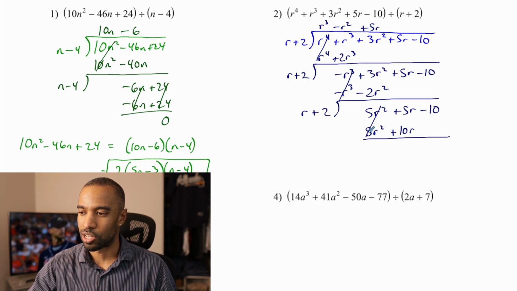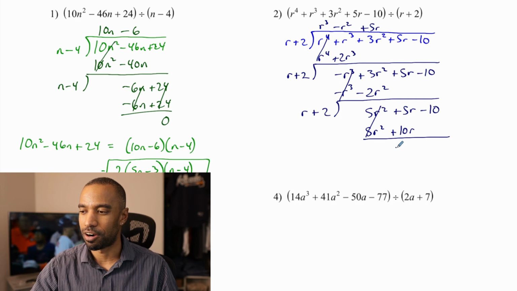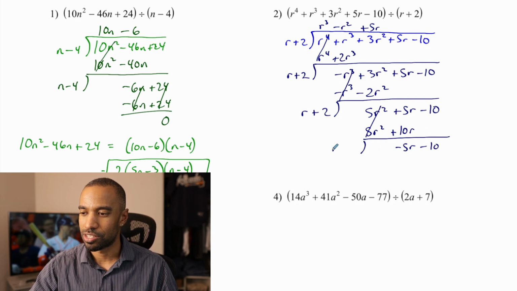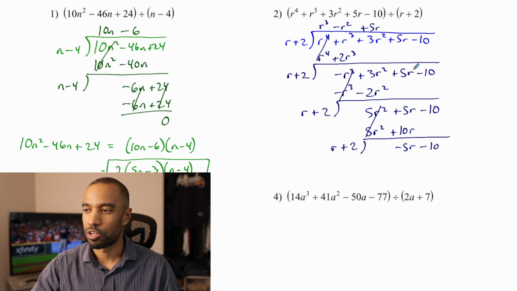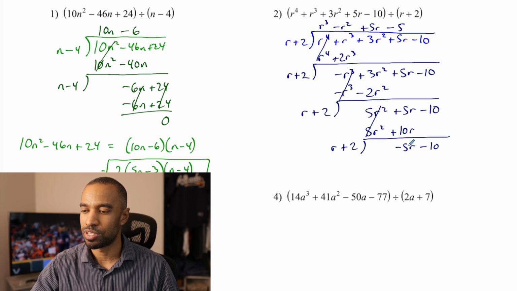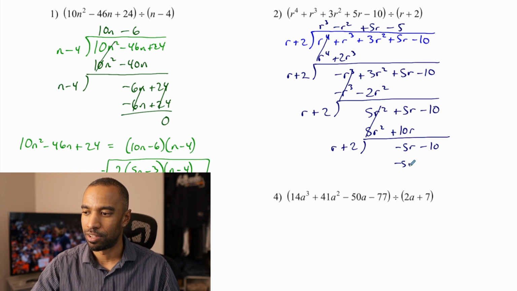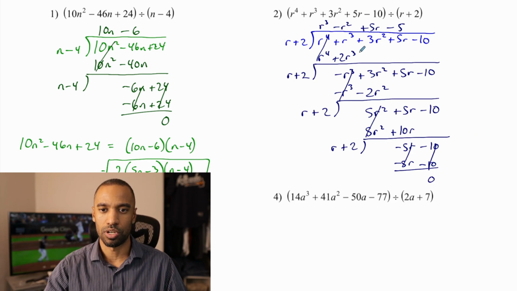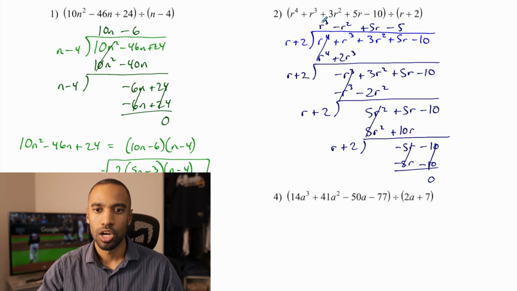And we subtract on down. 5r minus 10r is negative 5r. And there's a negative 10 to bring down. And this is looking very pretty. r goes into negative 5r, negative 5 times. And we have a negative 5r. 2 times negative 5 is negative 10. And as before, the remainder turns into 0, which is great. So that is the quotient.